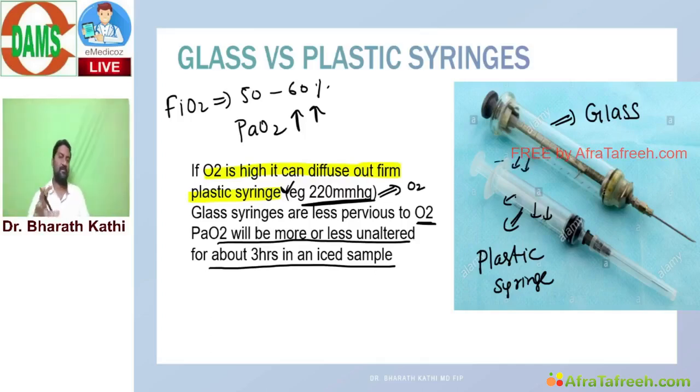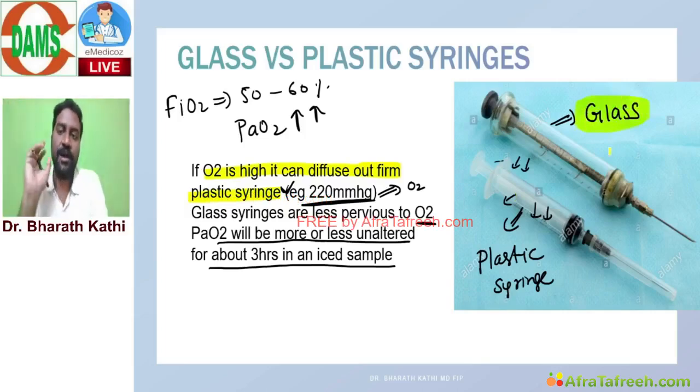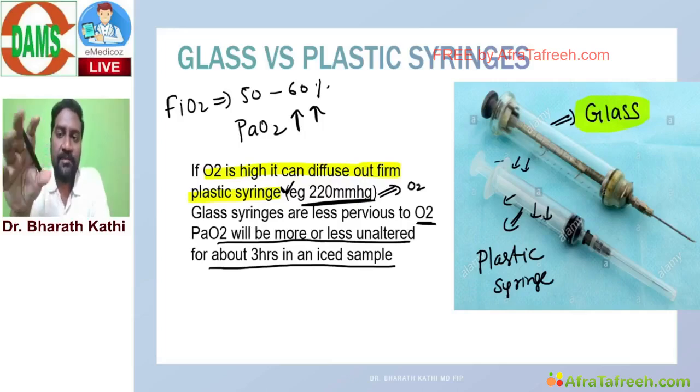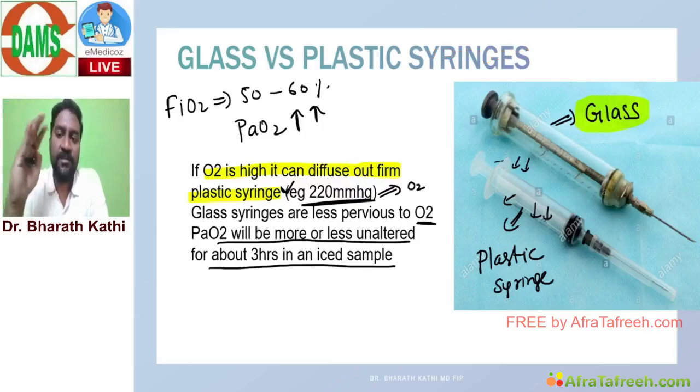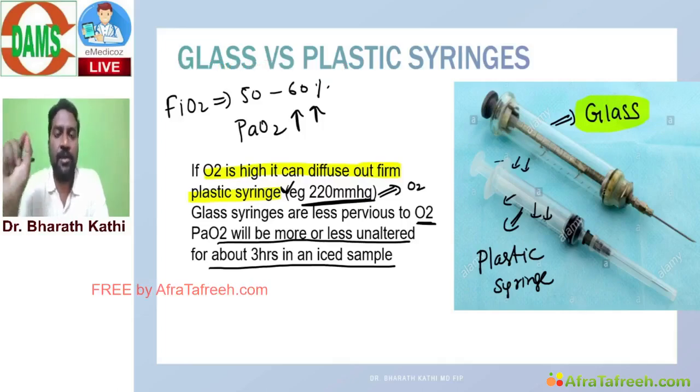If it is a plastic syringe and you are doing it within 15 to 20 minutes, there is no problem at all. If it is taking more time, about 1 hour or 1.5 hours, then glass syringe is preferred. If they ask you which is the best syringe for ABG sampling, your answer should be glass syringe. Why is it so? Because glass syringe is not pervious to oxygen diffusion. From a plastic syringe, oxygen can diffuse, making the values of oxygen false. So that's why you should prefer glass syringe according to many of these studies.